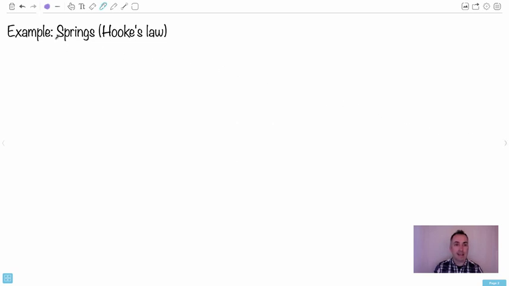So let's do an example here with springs, with Hooke's law. If you know about springs and Hooke's law, maybe you don't. I hope you know about it. Imagine I have a spring here, and I attach to that spring some sort of mass. And of course, as I add more and more mass, the spring extension itself will extend even more. So I could see that the extension is related to the mass that's been added.